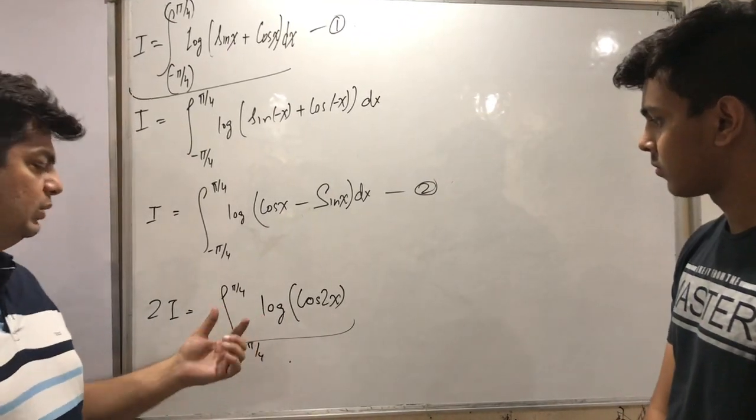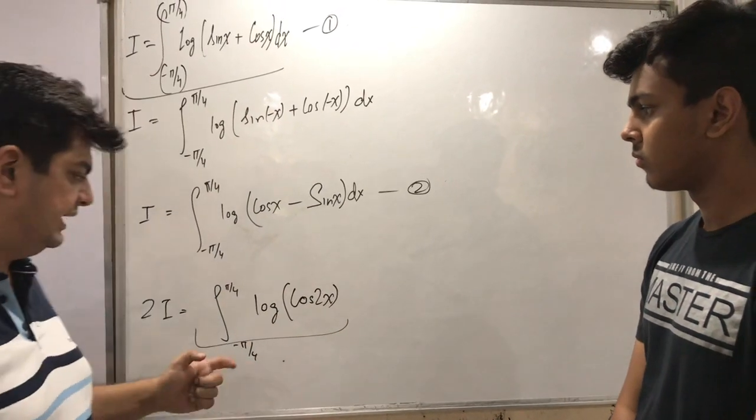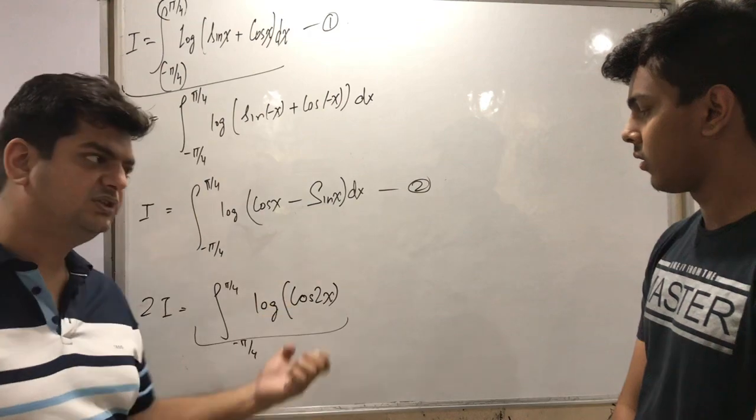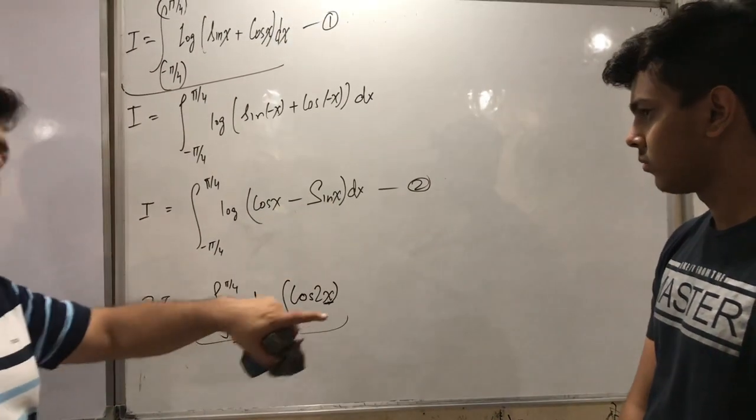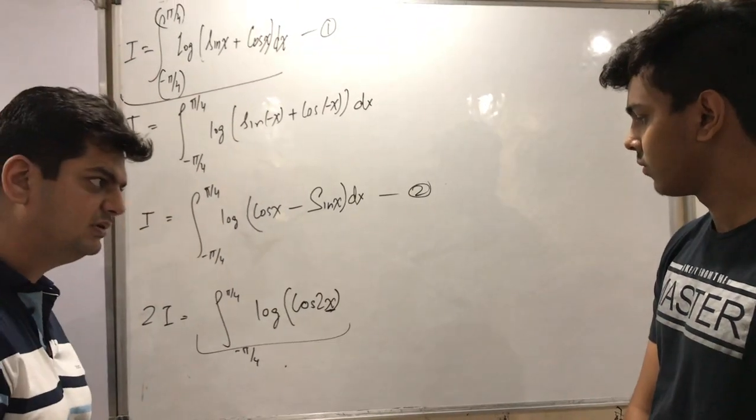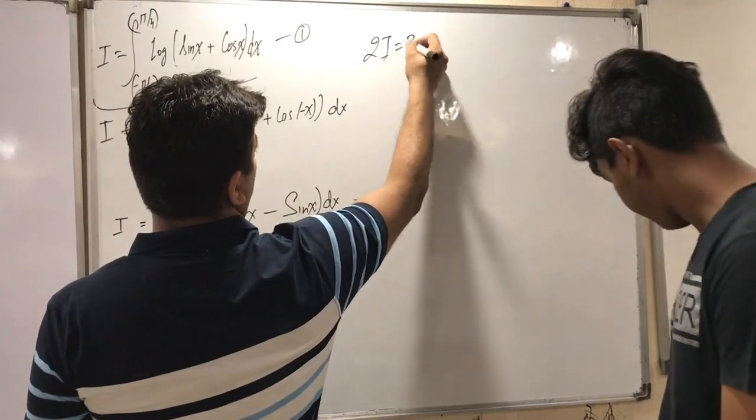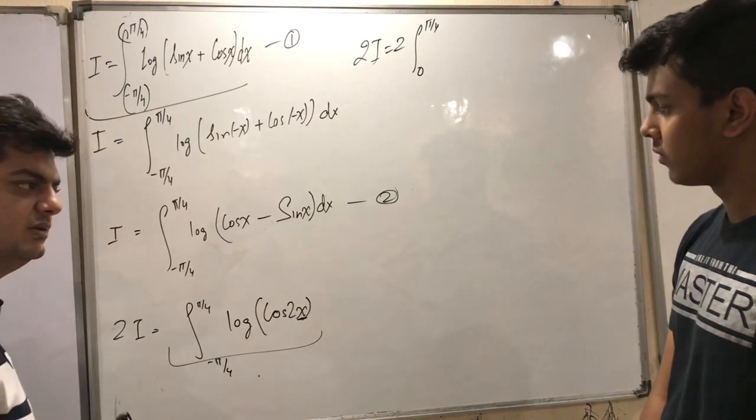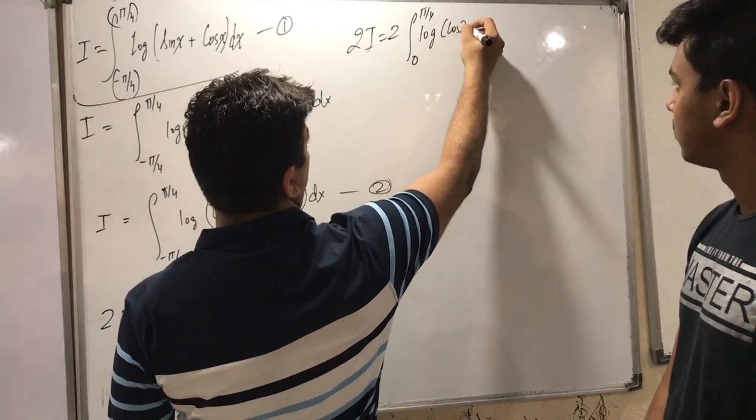All right. So I should give it one more try, whether it is an odd function or an even function. If I put in minus x over here, cos minus x happens to be cos x, so this happens to be an even function. Alright. So 2I is equal to 2 times the integral from 0 to pi by 4, because it's an even function. That allows me to write log of cos 2x.